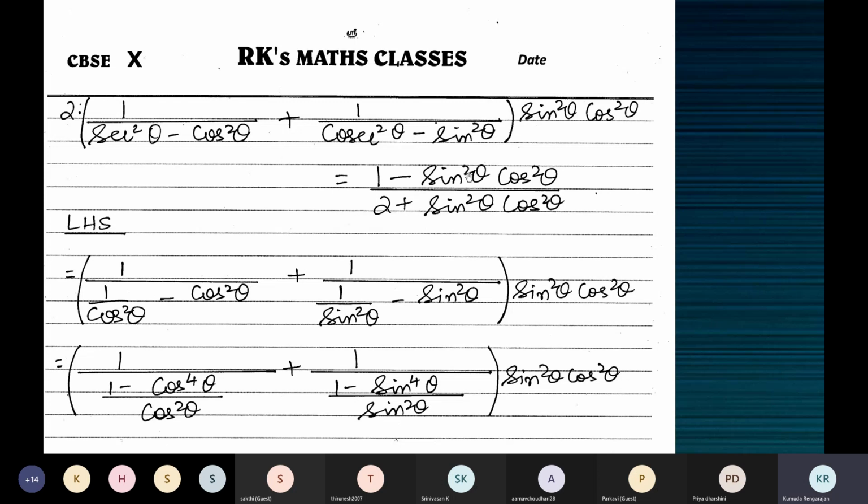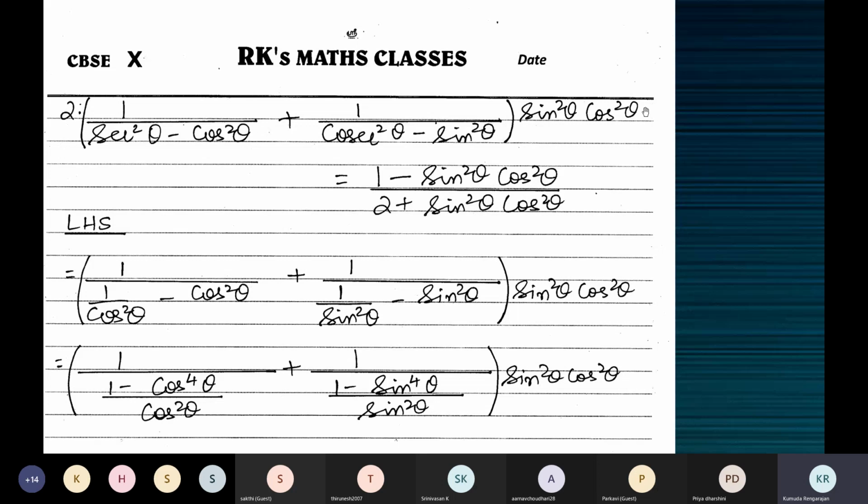So the usual thing, you can see the right hand side is also made up of sine square theta and cos square theta. So we have to change. We otherwise also like to have only the ratio sine theta and cos theta. And here the RHS also you can see is made up of sine square theta and cos square theta. So we'll change secant square theta. We'll write it as 1 by cos square theta and cosecant square theta as 1 by sine square theta.